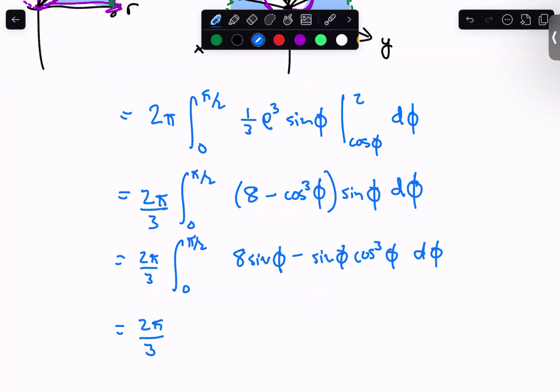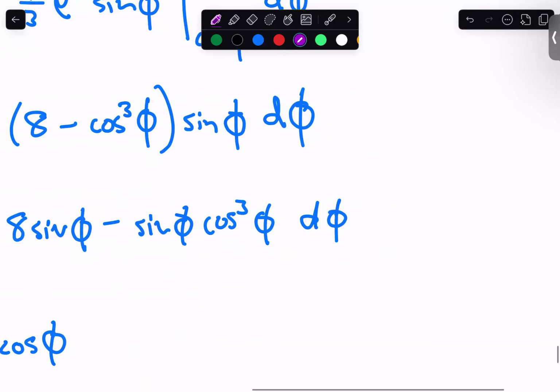I can integrate sine perfectly well, and we're going to have negative cosine here. Need to evaluate that from 0 to pi over 2. However, this second one is a little bit more complicated. It has sines and cosines and all that sort of stuff. What technique should we use in order to integrate that one? Yeah, u sub, right?